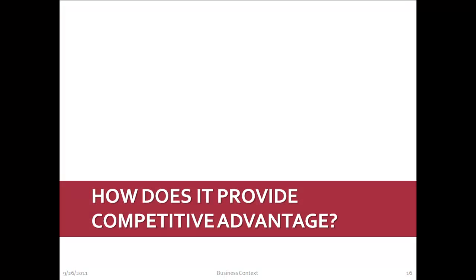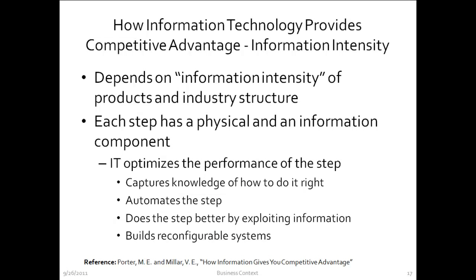Having explained how businesses seek to gain competitive advantage, we will now look at how IT can help in the process. So here's how to think about information technology and competitive advantage. Basically, the ability of IT or computing to provide competitive advantage depends on what is known as the information intensity of the firm's products and of the firm's industry structure. If a product has high information intensity, IT can provide great value. If the industry structure has high information intensity, then IT can provide competitive advantage.